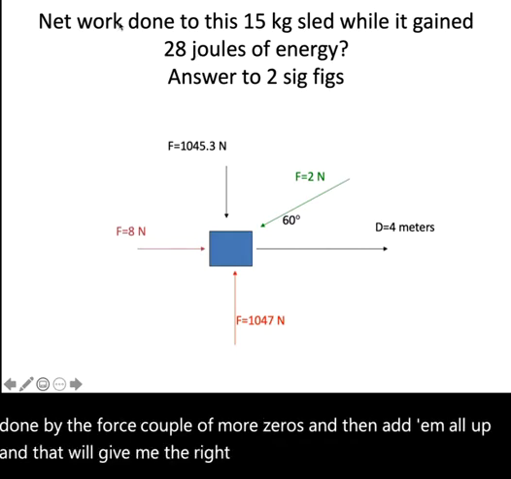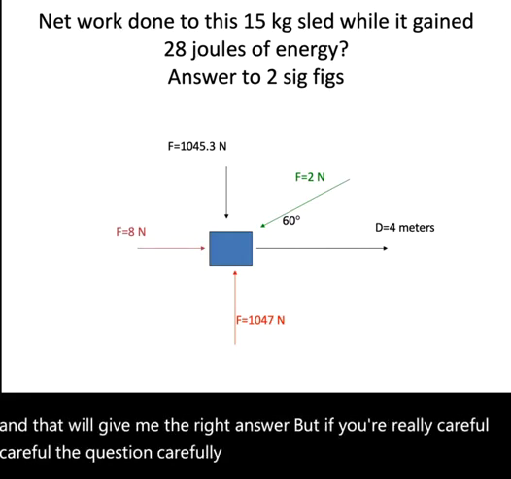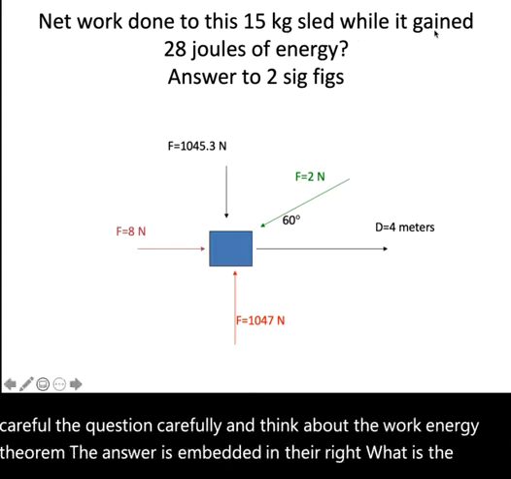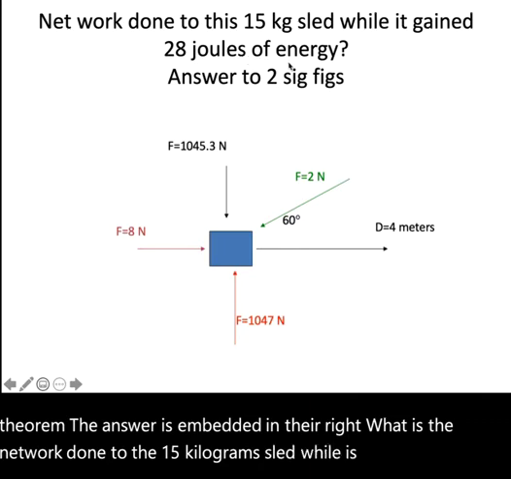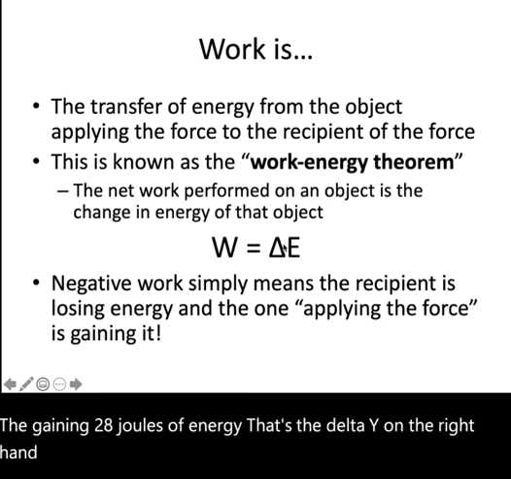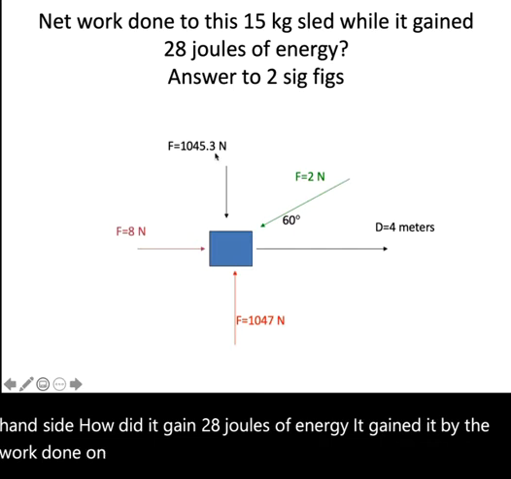But if you read the question carefully and think about the work energy theorem, the answer is embedded in there. What is the net work done to the 15-kilogram sled while it gains 28 joules of energy? Well, gaining 28 joules of energy, that's the delta E on the right-hand side. How did it gain 28 joules of energy? It gained it by the work done on it. And so the answer actually has to be 28 joules of energy.